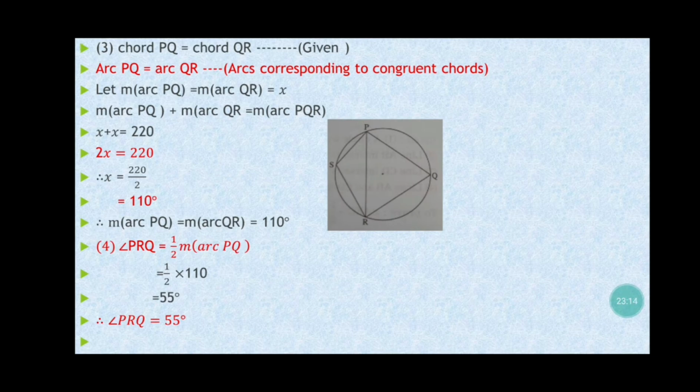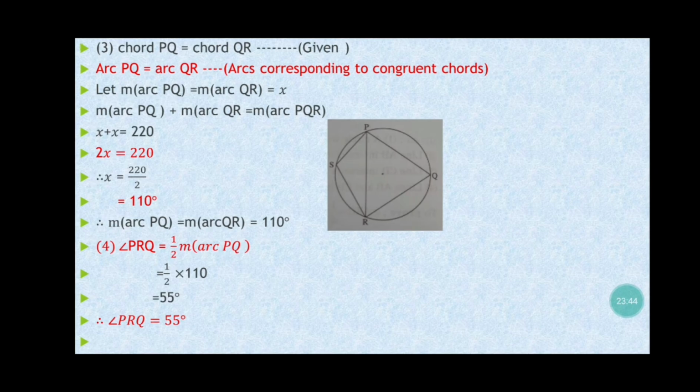Okay. The next one is measure of angle PRQ we have to find out. So measure of angle PRQ will be half the measure of arc PQ. PQ just now we have calculated, it is equal to 110. So half of 110 is equal to 55 degrees. So measure of angle PRQ is equal to 55 degrees.